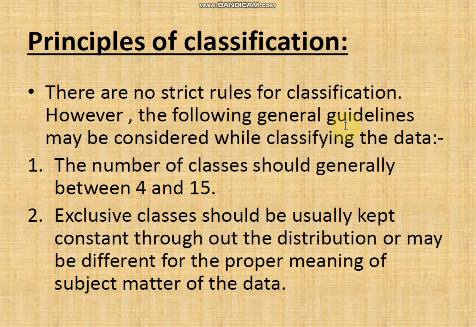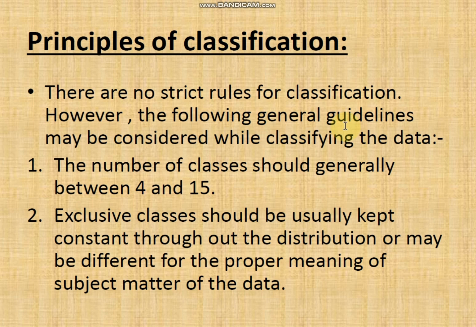0 to 18, the width is 18. 18 to 40, the width is 22. 40 to 60, the width is 20. 60 and above, there is no width at all. But writing the class intervals in that form actually justifies the data. Hence, exclusive class intervals should be written, and as far as possible they should be kept constant throughout the distribution.